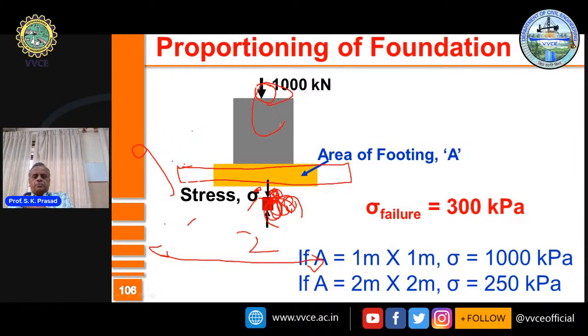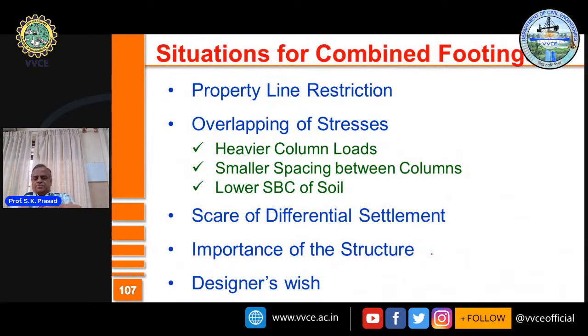Same load, 1000 divided by 2 by 2, the pressure reduces considerably to 250. And hence, the capacity is 300, but pressure is 250. Therefore, the foundation soil is safe. This is what is proportioning of the foundation.